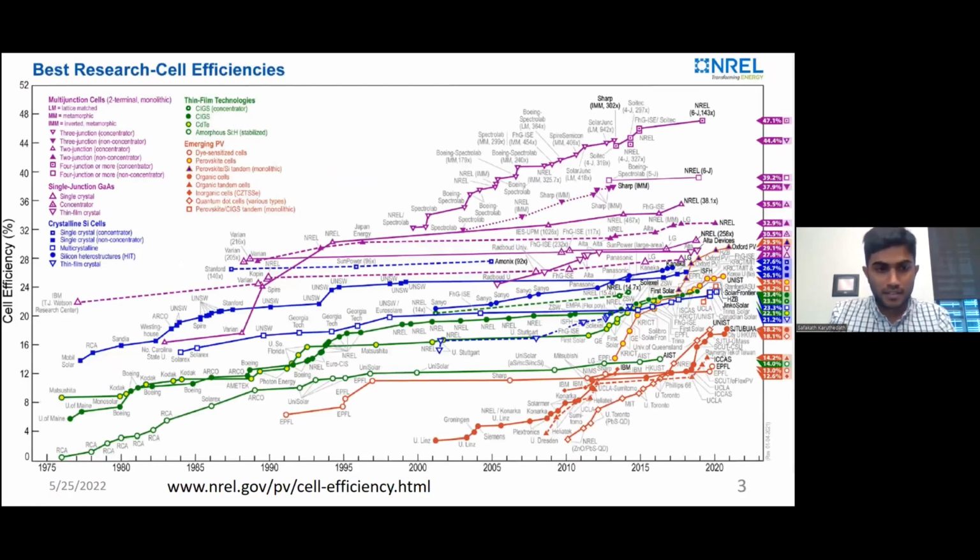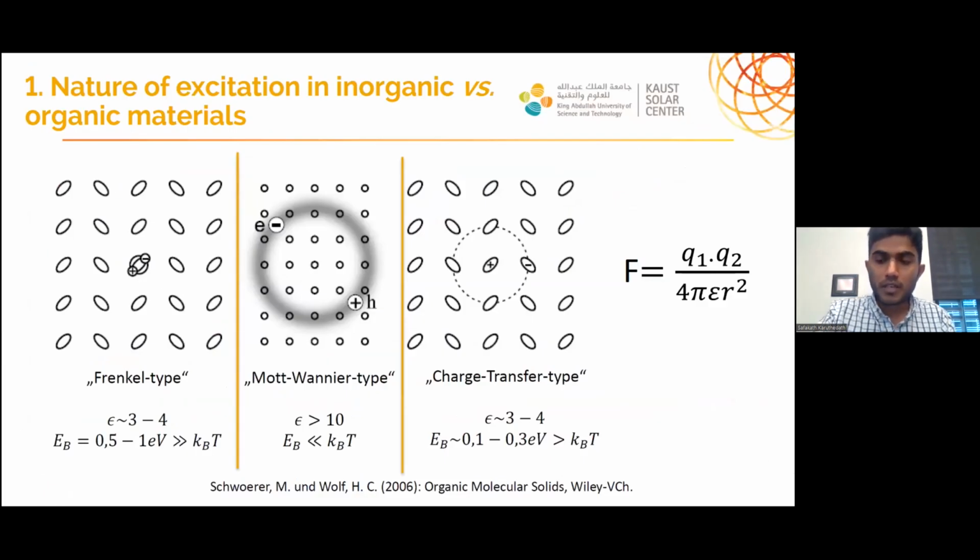I start with this famous NREL chart. It's not the updated one, probably last year's. The region which we are focused on is here in the red region. The efficiency is now reaching about 19%. That means organic solar cells, OPV, can be a potential contributor to the energy crisis of the world. So, talking about organic solar cells and how they differ from inorganic semiconductors.